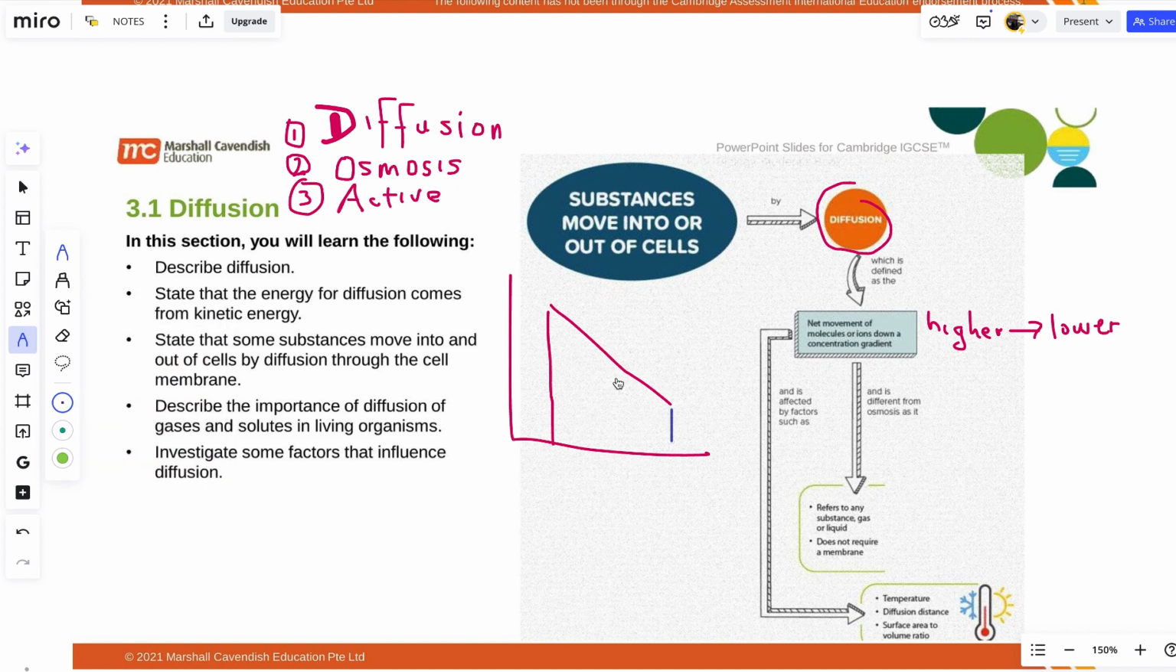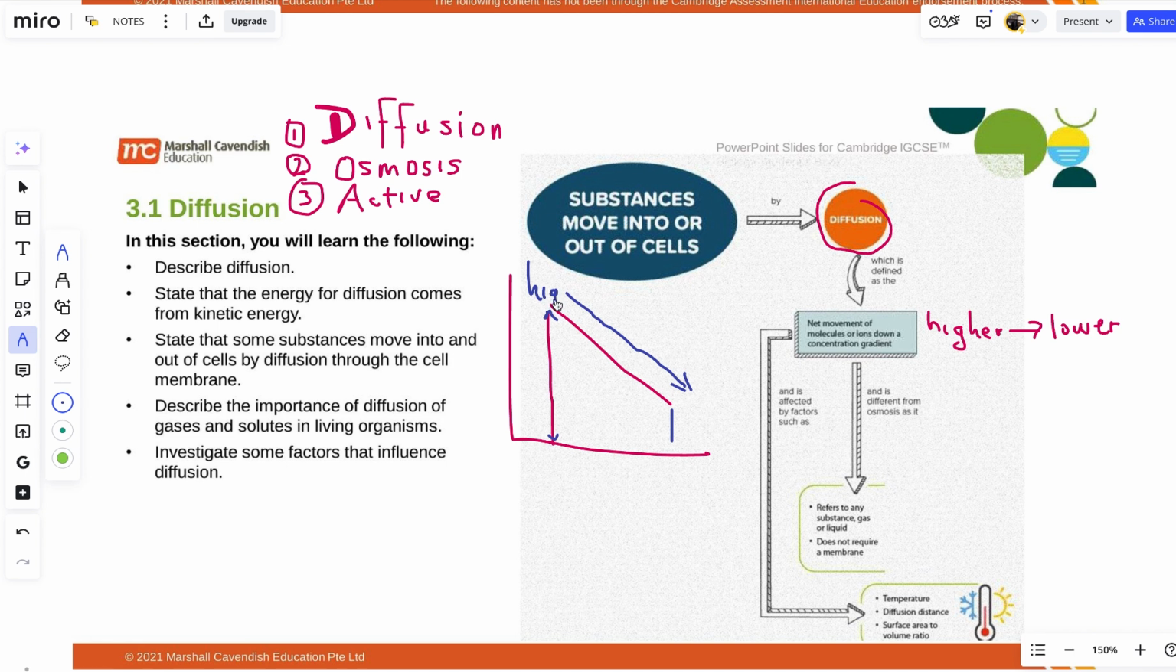You see? So diffusion is when the substances, the ions and the molecules, are moving down the slope from higher concentration area to lower concentration area. This one is for higher. This is the higher concentration area of the ions.